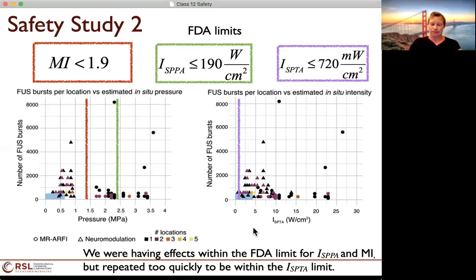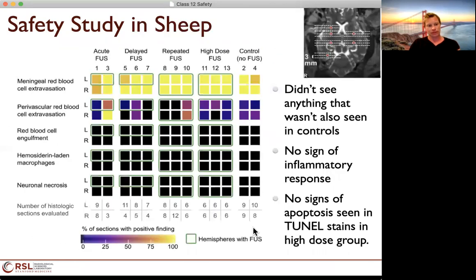Okay, so that's the data, and then these are the results. For every sonication, we took 3 slices, one right straight through it, and then 3 millimeters in front and behind. So you can see that we evaluated a fair number of slices in every brain. These are the different groups shown in the columns, and not every sheep had sonications on both hemispheres, so circled in green is the hemisphere that was sonicated.